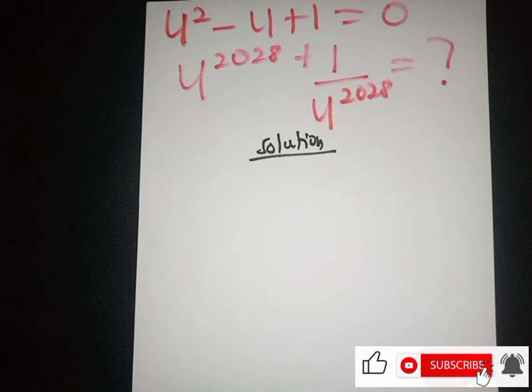Now we have a question over here. So quickly I'm going to solve this using two methods in this case. Now we have u squared minus u plus 1 equal to 0, then u to the power 2028 plus 1 over u to the power 2028 would be equal to what?